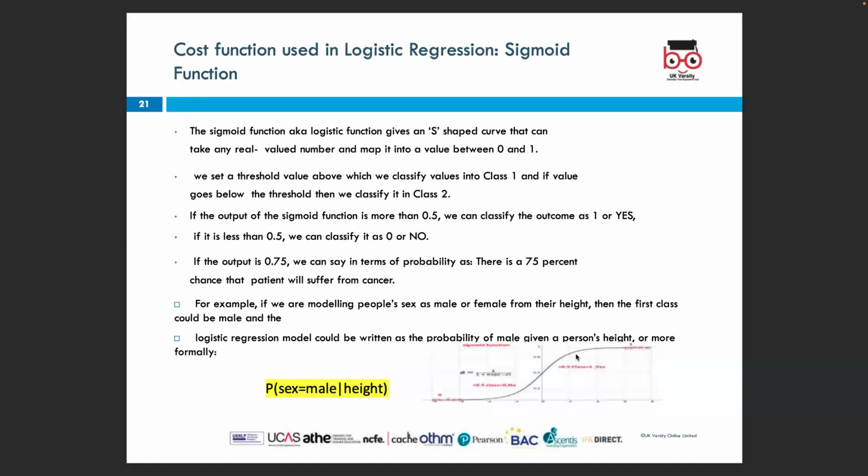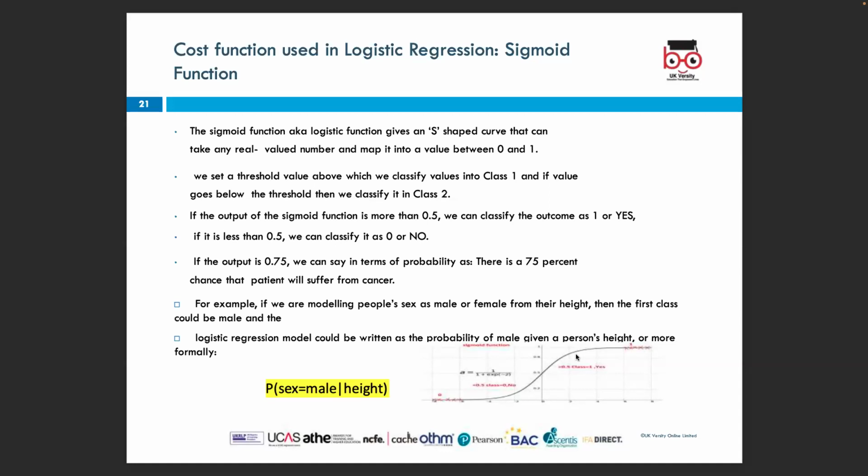The cost function used in logistic regression is the sigmoid function. The sigmoid function, aka logistic function, is an S-shaped curve that can take any real-valued number and map it into a value between 0 and 1. We set a threshold value above which we classify the value into class 1, and if the value goes below the threshold, then we classify it in class 2.